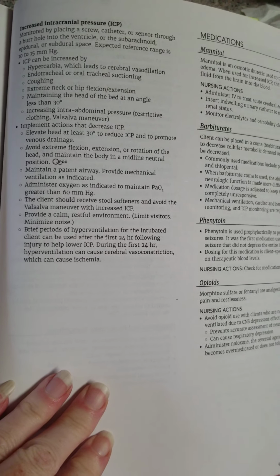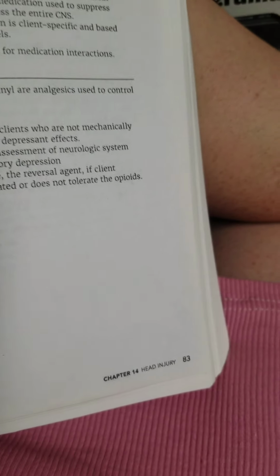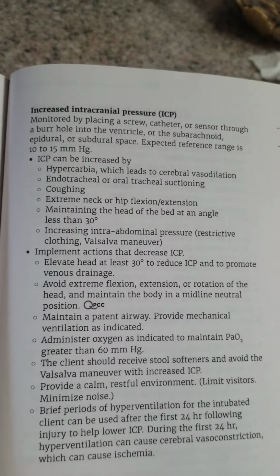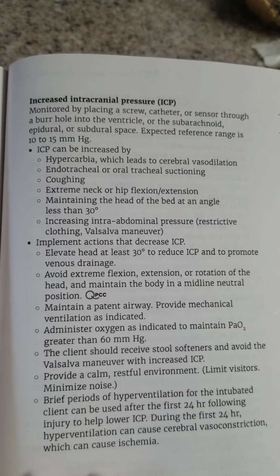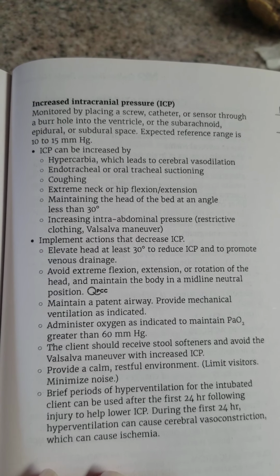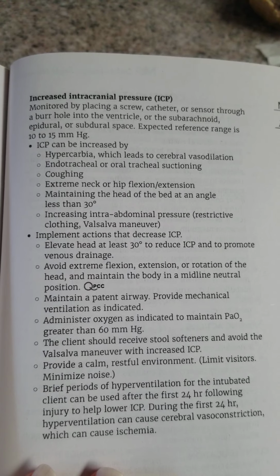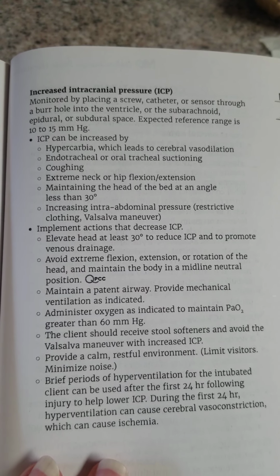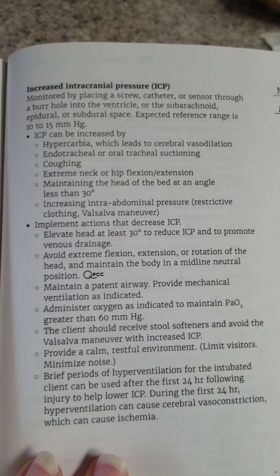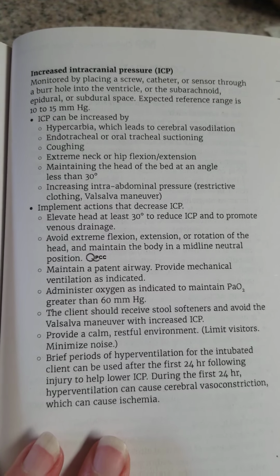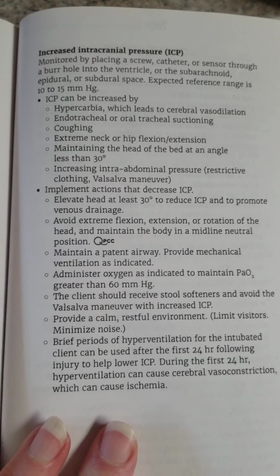Finishing Chapter 14, ATI on page 83. Increased intracranial pressure, ICP, is monitored by placing a screw, catheter, or sensor through a burr hole into the ventricle or the subarachnoid, epidural, or subdural space. Expected reference range is 10 to 15 mmHg for ICP.